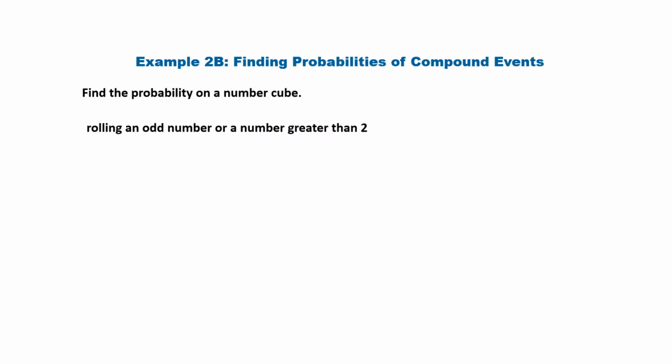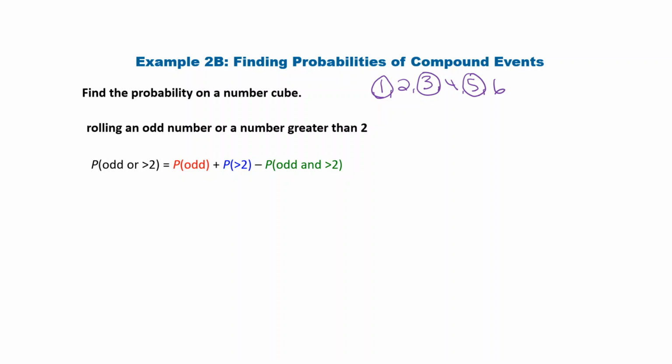Okay, so here's another one to try. It says rolling an odd number or a number greater than 2. So with our formula, we need to find the probability of getting an odd. Well, our numbers are going to be 1, 2, 3, 4, 5, and 6. So I see that I have 1, 3, 5. So 3 out of 6 are odd. All right, now the probability of getting something greater than 2, so that's going to be 3, 4, 5, and 6, so 4 out of 6.